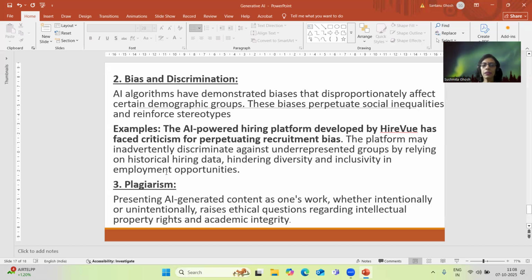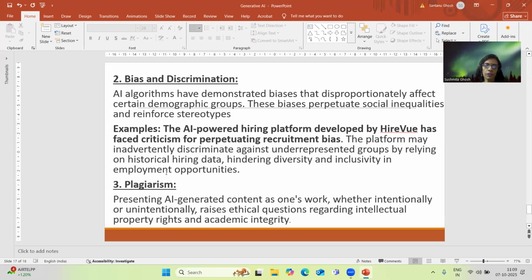That is why this example has been given. The AI powered hiring platform developed by Highview has faced criticism for perpetuating recruitment bias. The platform may inadvertently discriminate against underrepresented groups by relying on historical hiring data, hindering diversity and inclusivity in employment opportunities. For example, certain categories of people are always shown as downtrodden. That should not be there. Whenever you're talking about AI powered platforms, these kinds of things should not happen. That's another major social problem with these platforms.